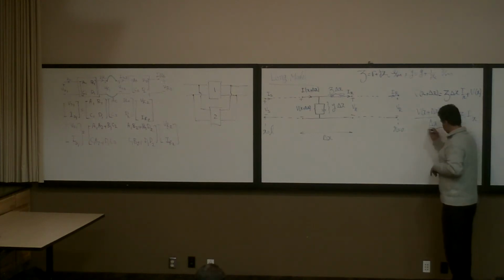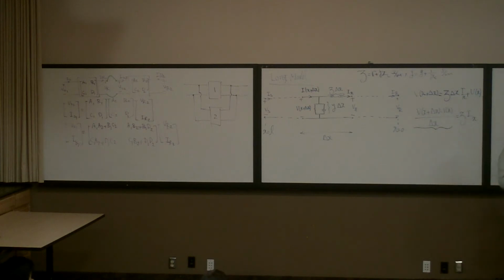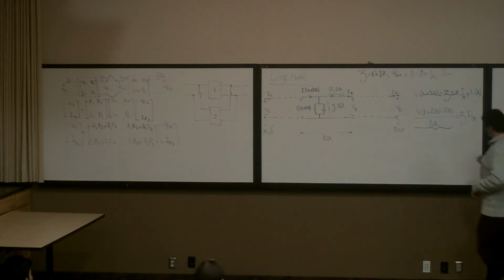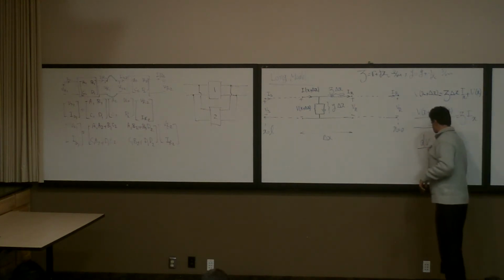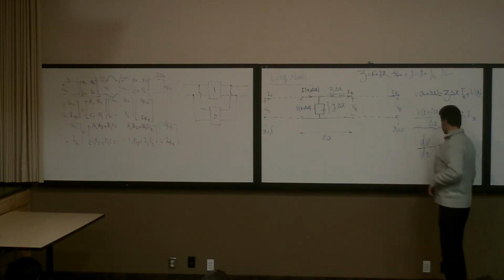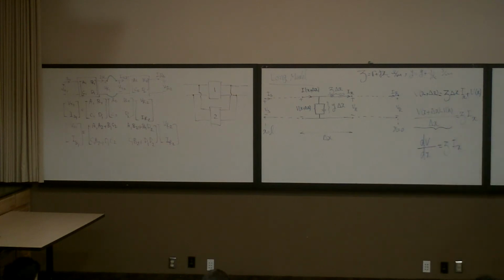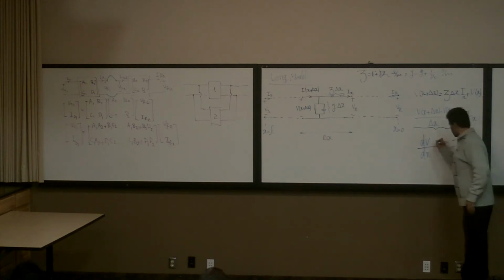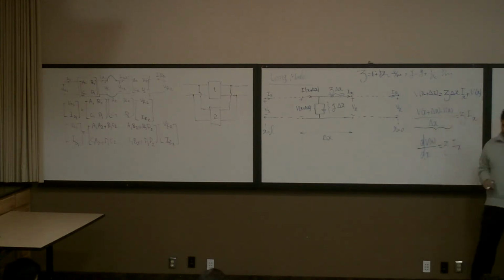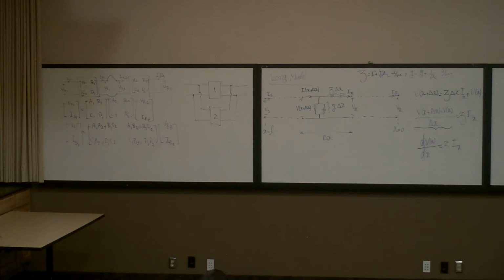What is this? Just remember a little bit of calculus. What is that? It's dV over dx, right? We got this equation: dVx over dx equals Z Ix. Now let's go for the KCL.